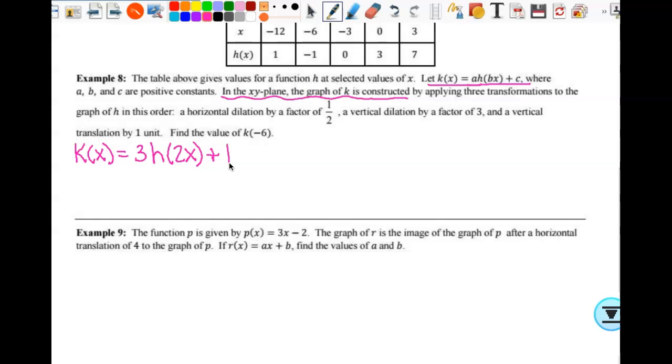All right, do you agree with what I have? 3 times h of 2x plus 1? Yep. All right, so then we are going to find K of -6. So find K of -6.